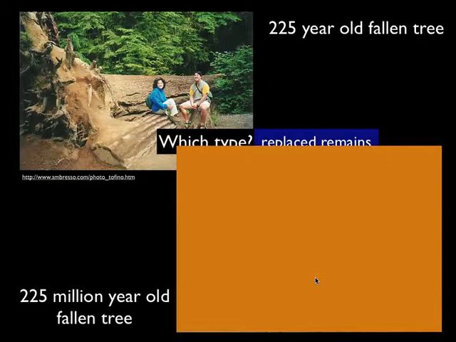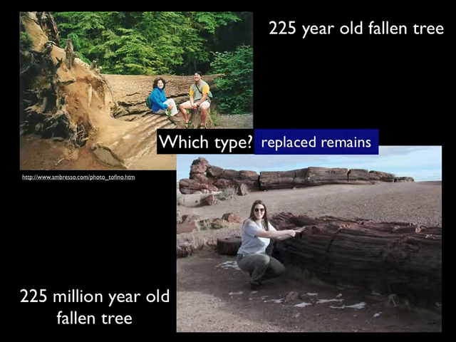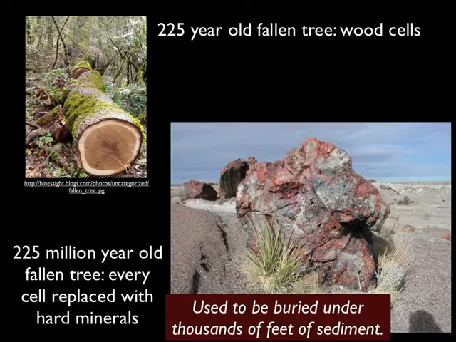And then eventually, over millions of years more, that sediment got peeled away, and now we're back to being able to see the exact surface where these trees were. So if you look at the end of the tree that fell, that's 225 years old, you get to see all those wood cells. But if you look at the end of this fossilized petrified tree, petrified means turned into stone, and that is in fact what happened here. Every cell was replaced by hard minerals, and you look at it and you see rock. And those rocks used to be buried under thousands of feet of sediment here.